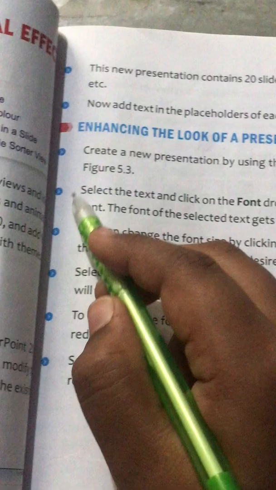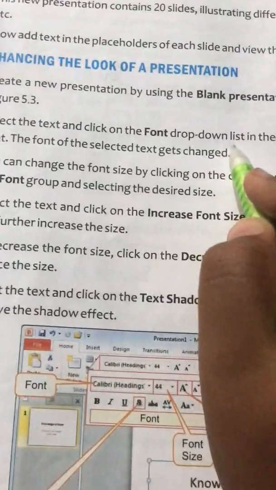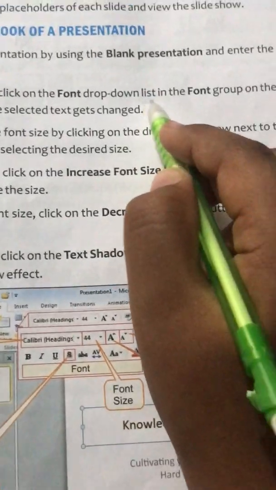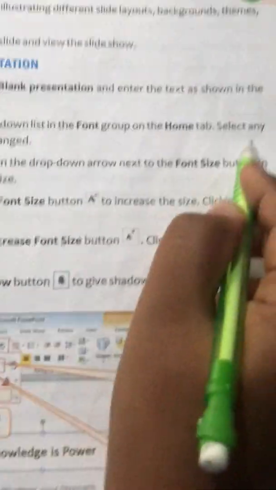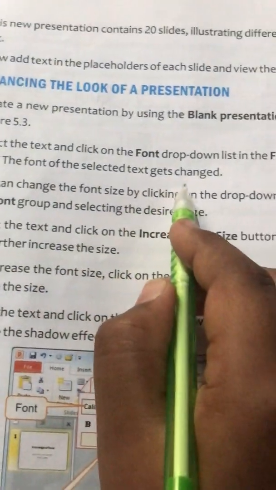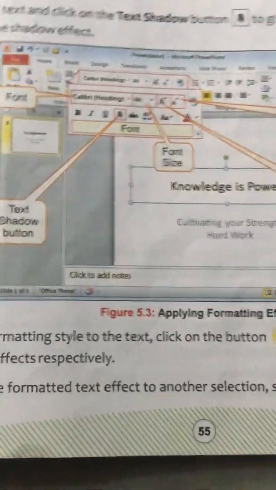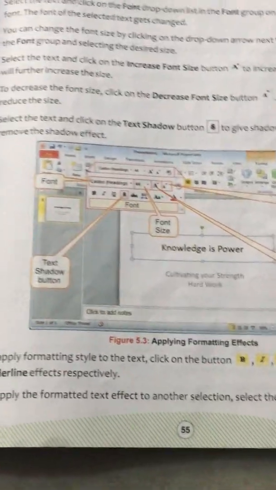Figure 5.3. Select the text and click on the font drop-down list in the Font group on the Home tab. Select any font. The font of the selected text gets changed. See friends, this is the Figure 5.3.